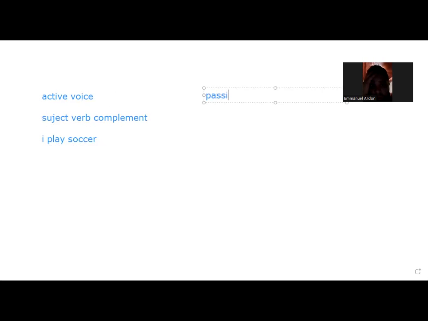Ahora bien, en la passive voice, all right, in the passive voice, it goes like this. Look, subject plus be plus verb, but the verb has to be in past participle.